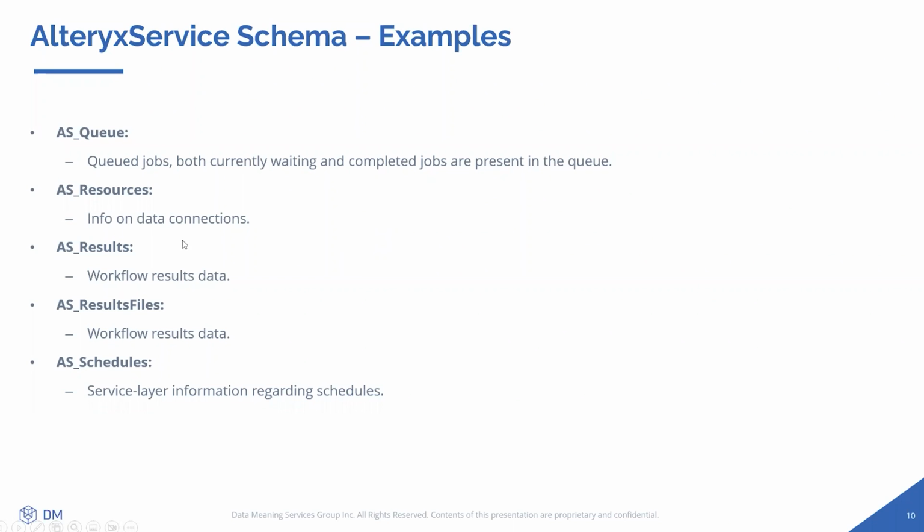Resources, so info about data connections. Results, which are workflow results; I believe that's information about when it finished. And result files, if there are any files that are pushed out, they are stored here for a limited amount of time. And then schedules, which is just the service layer information regarding schedules.